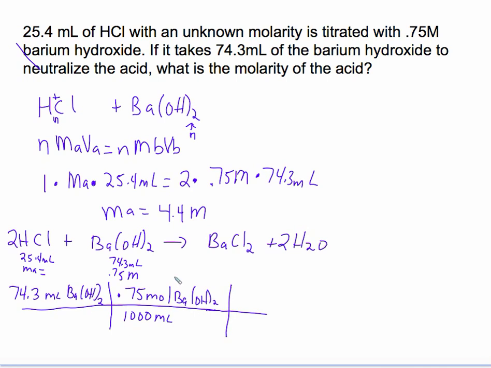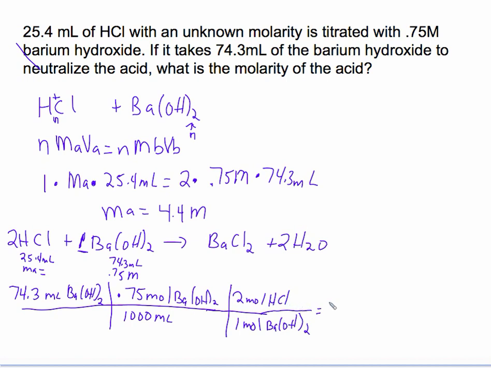Okay, if we stopped right there, the milliliters would cancel, we'd be in moles. But we don't want to stop there. Now we want to do the stoichiometry. So 1 mole of Ba(OH)2, I'm getting this from the balanced equation. Now with stoichiometry, remember you use the numbers in front. Okay, so 1 mole of Ba(OH)2 to 2 moles HCl.